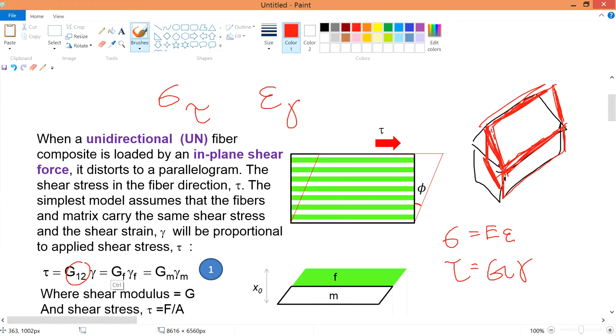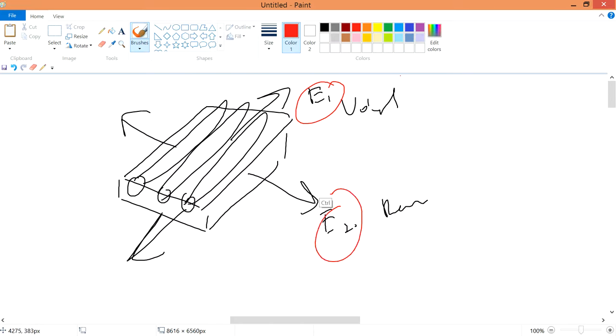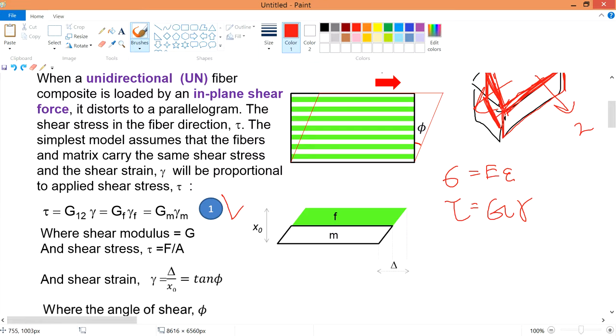There will be a G12. G12 means that you are interacting with the 1 direction, the longitudinal direction, and the 2 direction. Remember, just now in this picture we have E1 and E2, so the 1 is in the 1 direction and the 2 is in the 2 direction. Hopefully this is pretty clear. So this part we have understood. It's just Hooke's law in terms of the shearing, shear Hooke's law, but it's the same thing. Now we talk about the shear strain, gamma.